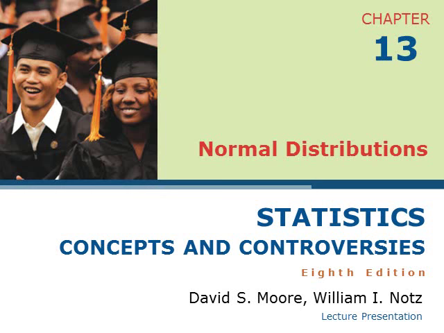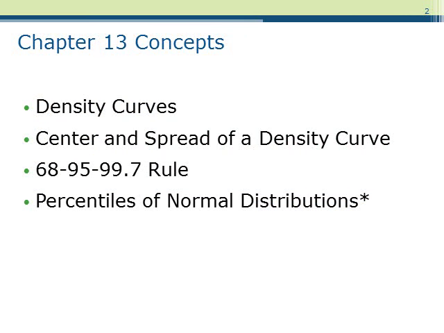In Chapter 13, we will focus on a very important type of distribution that applies to quantitative data, called the normal distribution. These are the concepts we will discuss in Chapter 13: density curves, center and spread of a density curve, the 68, 95, 99.7 rule, and then finally percentiles of normal distributions.